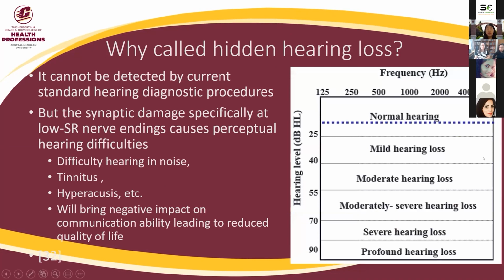Why do we call it hidden hearing loss? Let's take a look at this figure. We define hearing loss based on the thresholds in dB HL at different frequencies, usually at 250 to 8,000 hertz. For adults, when the thresholds are above 25 dB HL, there is a hearing loss. For a child, above 15 dB HL, there is a hearing loss.